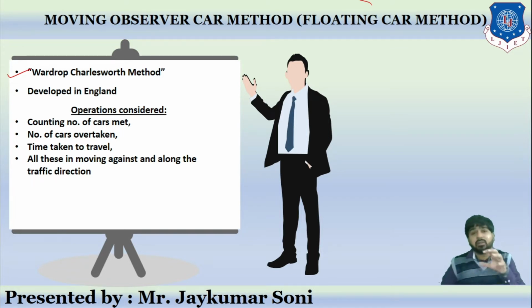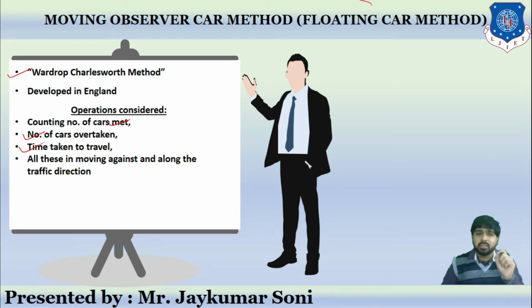In this method, the operations that we cover are: we will count the number of cars meeting us in the opposite direction. We will count the number of cars by which we are being overtaken. We will also calculate the time taken for the travel, and all these things we will cover in the direction of the travel and opposite to the direction of the travel. Don't get confused. I repeat it once again.